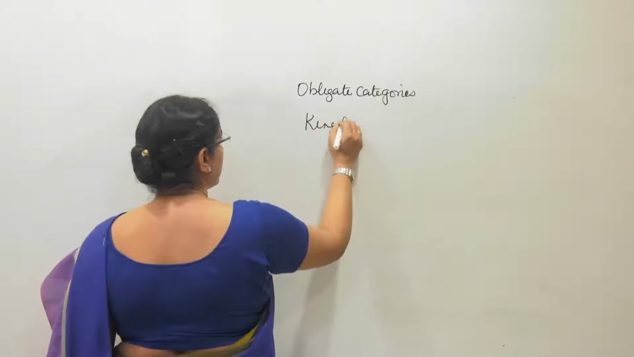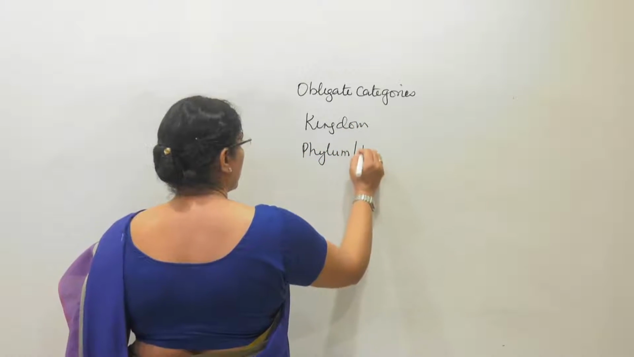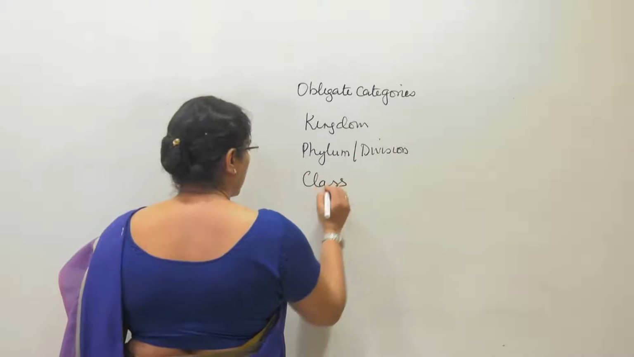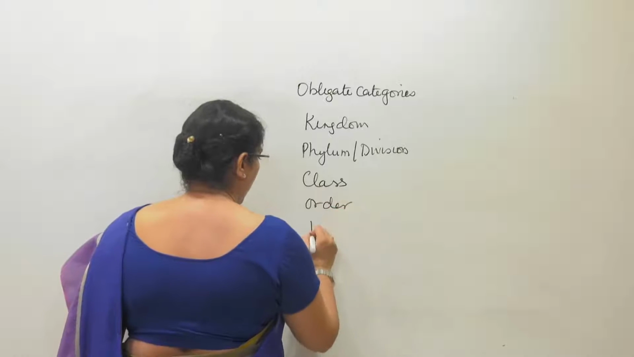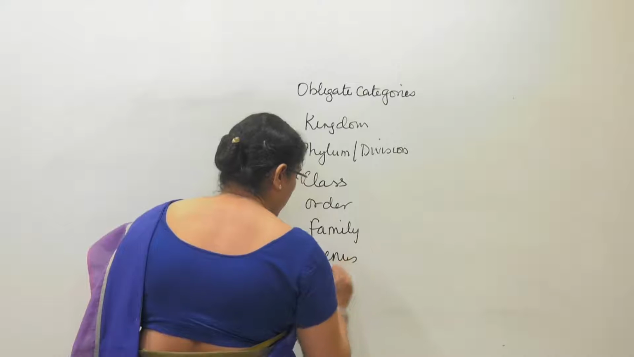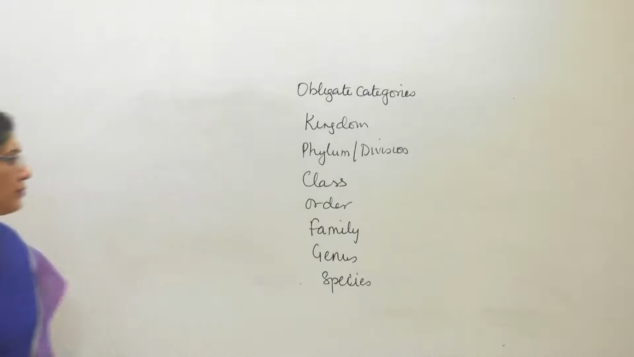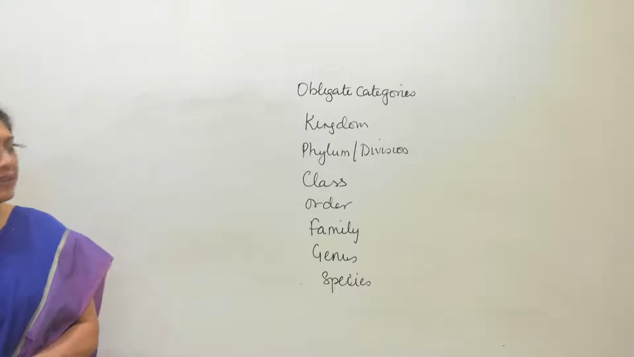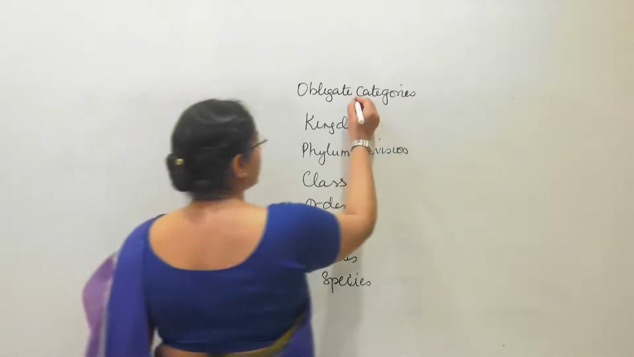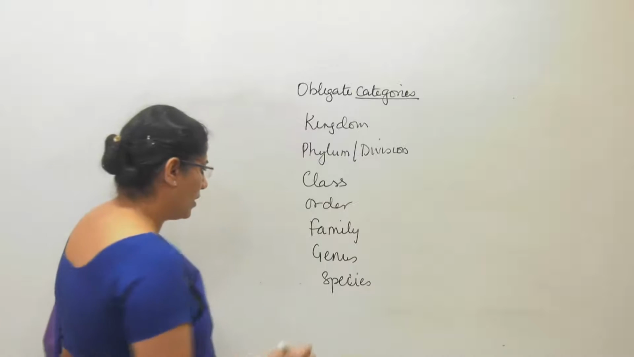Kingdom, phylum or division, class, order, family, genus and species. There are 7 obligate categories which are used. Kingdom will be the highest category.